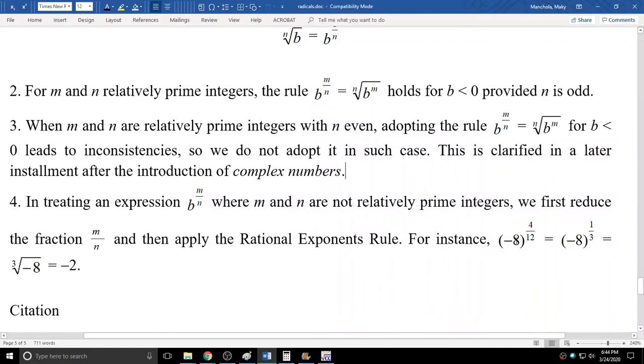For instance, if you want to calculate negative 8 to the 4 over 12, first deal with the 4 over 12. 4 over 12 reduces to 1/3. So negative 8 to the 4 over 12 is the same as negative 8 to the 1/3. That happens to be the cubic root of negative 8, which is negative 2.